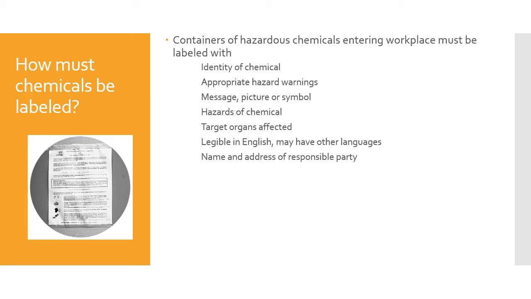Information contained on an MSDS. How must chemicals be labeled? Containers of hazardous chemicals entering the workplace must be labeled with the identity of the chemical, appropriate hazard warnings, message, picture, or symbol, hazard of chemicals, and target organs affected. Labels must be legible in English, and may have other languages. Note, legible in English and may have other languages. So if it's got Spanish on there, it's not against the rules.